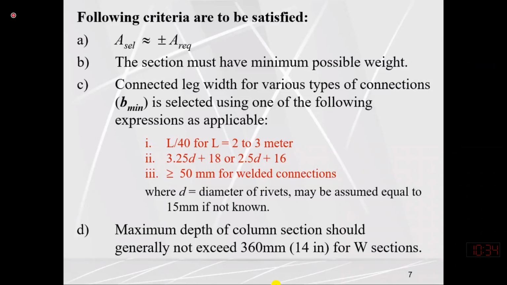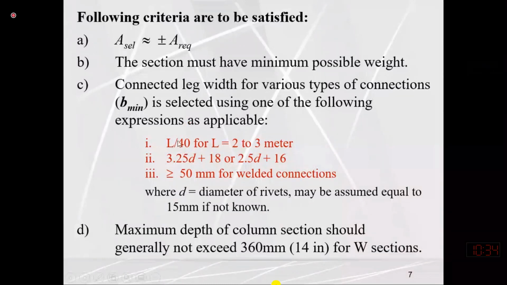Then we have to satisfy the b minimum criteria. Already explained why we have to satisfy the b minimum criteria, to accommodate the connection. Normally this condition is not required by AISC, so we may ignore it.